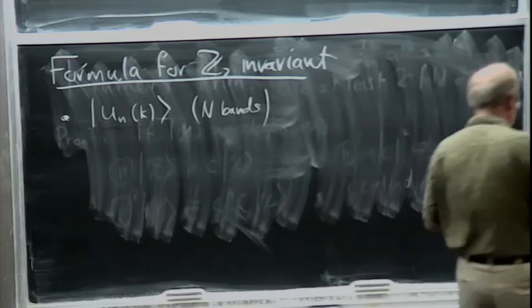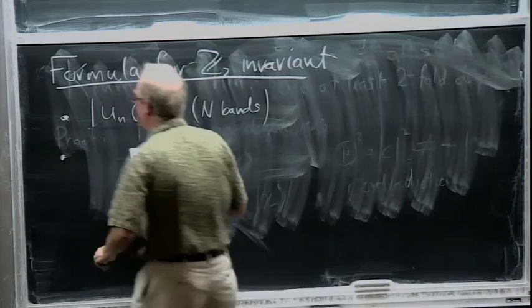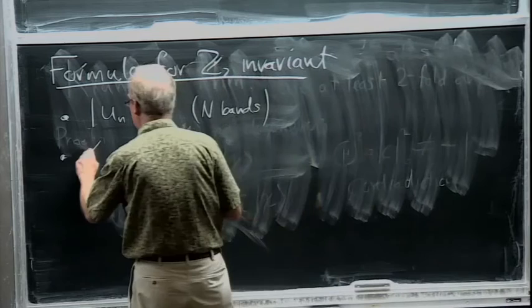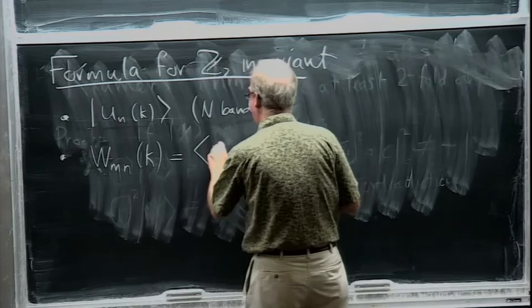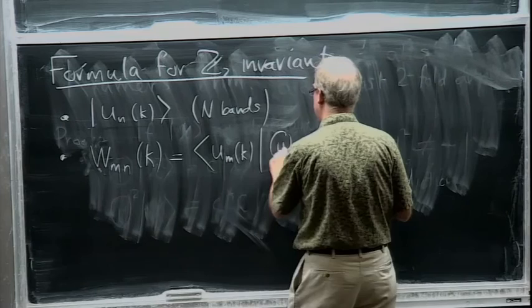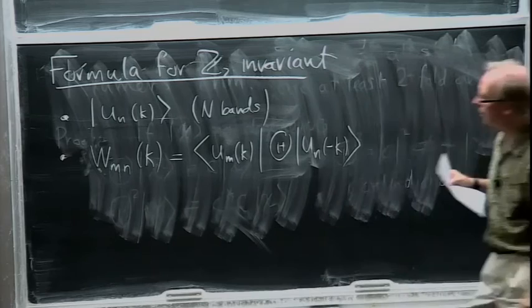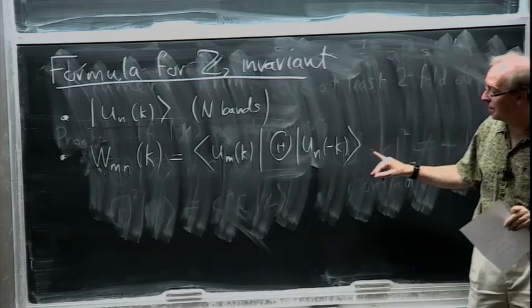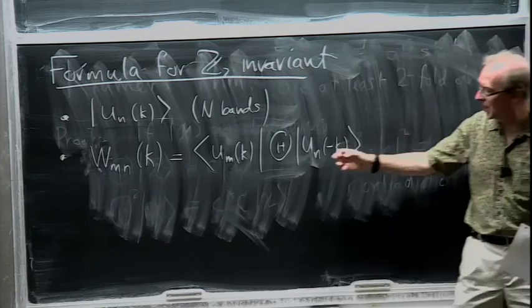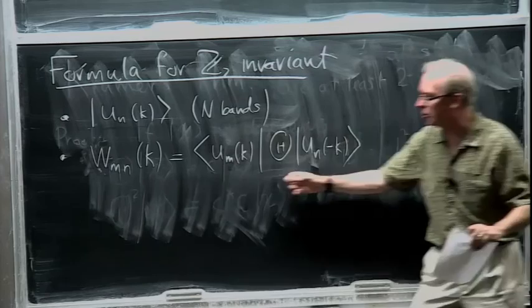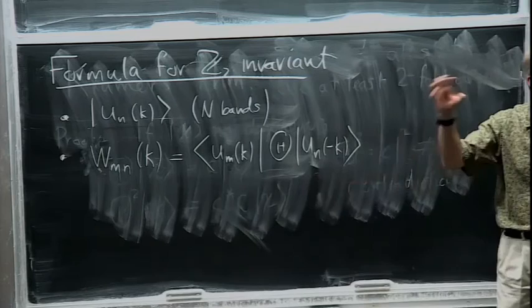So what I want to define is an object which describes the relationship between the states at k and the states at minus k. This is an n by n matrix that compares the states at k with the time reverse of the states at minus k. Since I have time reversal symmetry, the states at k are related to the time reverse of the states at minus k by a unitary transformation. So this is a unitary matrix.